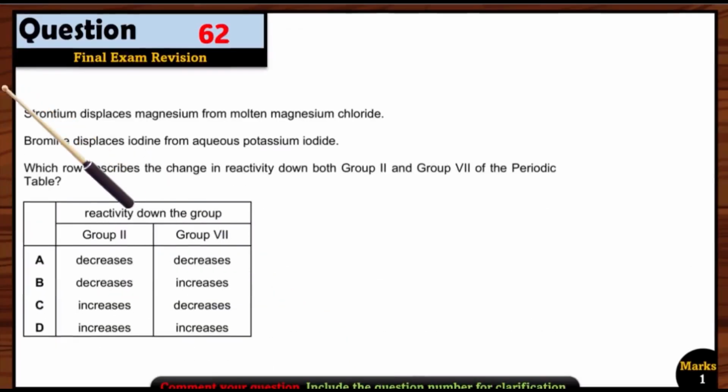Question 62. Strontium displaces magnesium from molten magnesium chloride. Bromine displaces iodine from aqueous potassium iodide. Which rule describes the change in reactivity down both group 2 and group 7 of the periodic table? Remember that group 2 has the same trends as group 1, right? So the reactivity will increase down the group. So in group 2, the reactivity down the group increases, whereas in group 7, the reactivity down the group decreases. So increases, decreases: option C is the right option here.